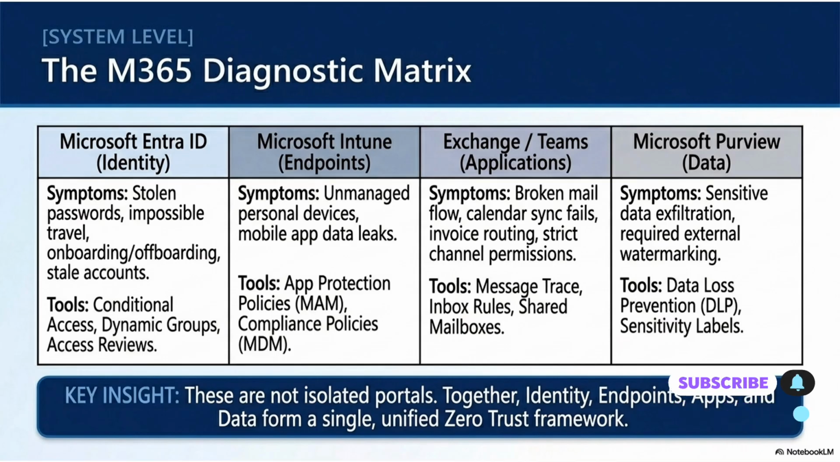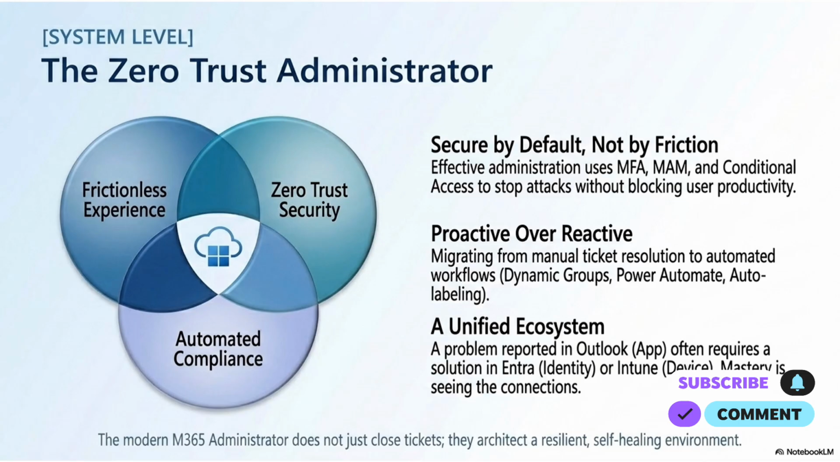Number 14, the Zero Trust Administrator. That comes under the system level category. Let's close with the mindset that ties this entire playbook together. Think of it as 3 overlapping circles. Circle 1 is frictionless experience. Circle 2 is Zero Trust security. Circle 3 is automated compliance. Where all 3 overlap, that's where great administration happens.